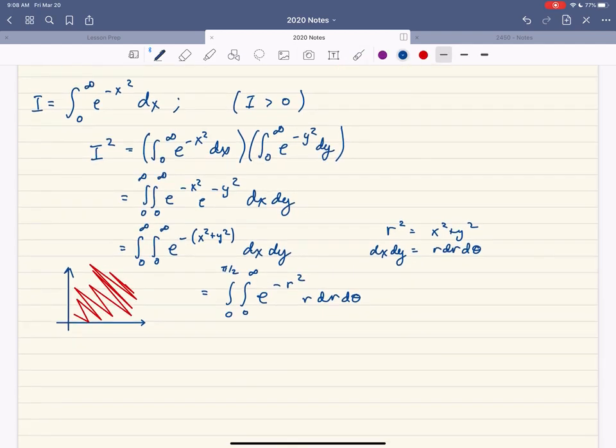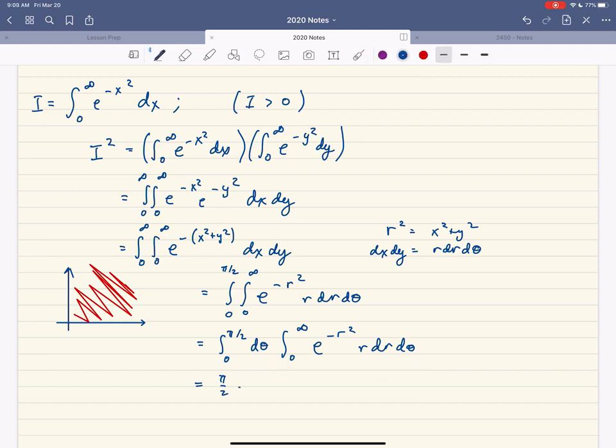And now this is a straightforward integral to evaluate. I want to point out that the integral of d theta from 0 to pi over 2 is just going to give us pi over 2. You can now separate the integral: this is the integral of d theta from 0 to pi over 2 times the integral from 0 to infinity of e to the negative r squared r dr. So this is pi over 2. And then I want to think about what the second integral is going to become.